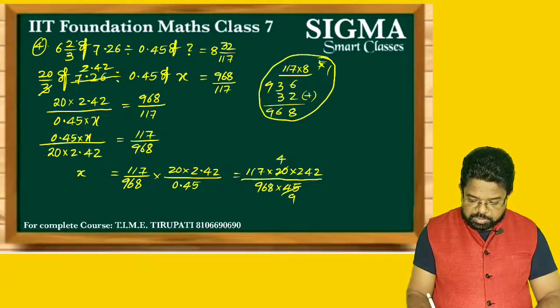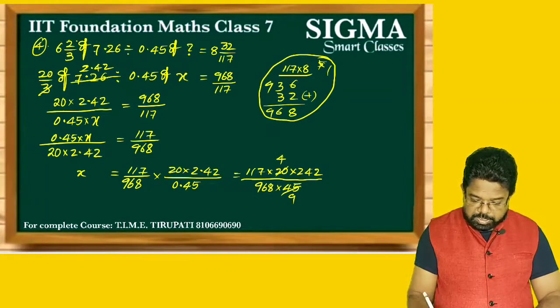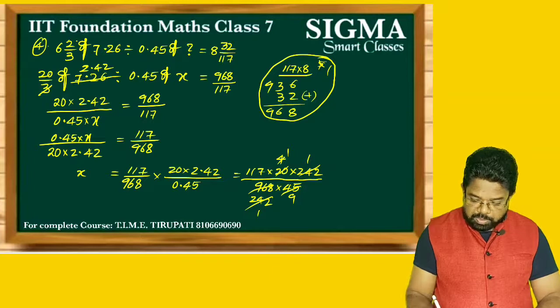So 117 gets cancelled with 9, or cancel with 4. 4 by 968, cancel with 4. What happens? 4 2s are 8, 4 4s are 16, 4 2s are 8. So 242 gets cancelled. Observe here carefully. Now here only by 9, 117 by 9. So cancel with 9. 9 1s are 9. 9 3s are 27.